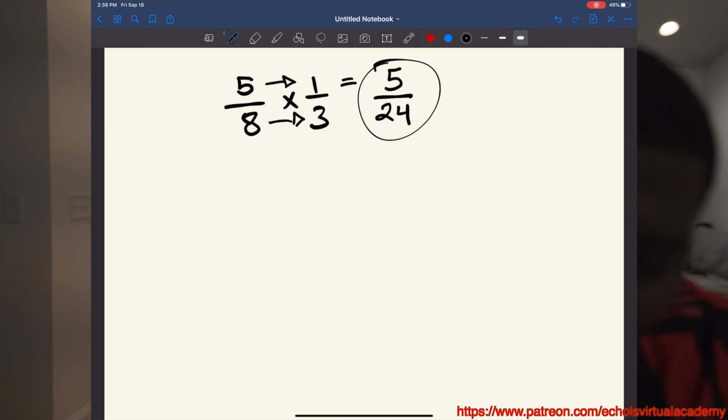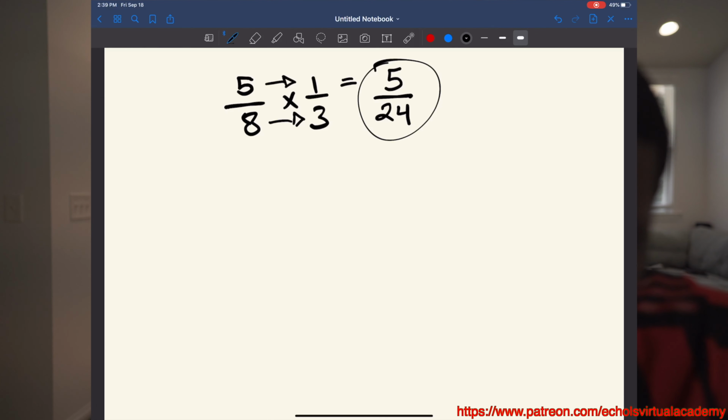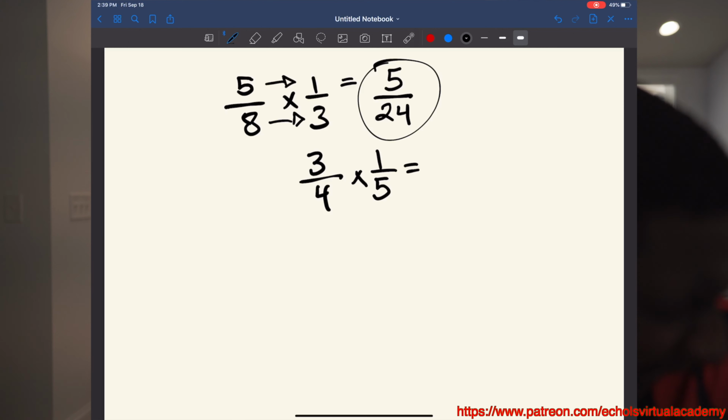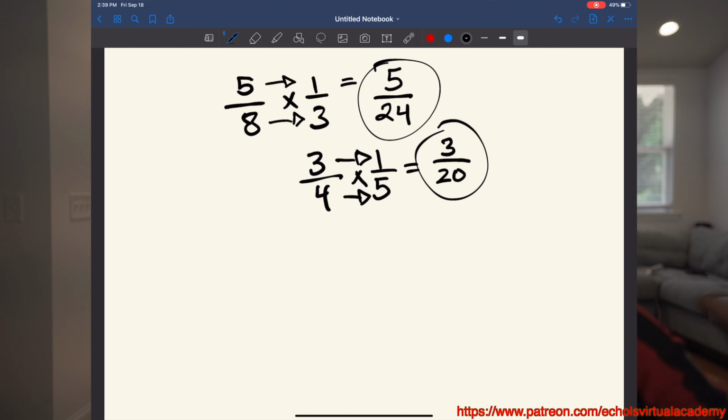Well, let's take another problem before we say we got it, because this can get pretty difficult sometimes. Let's try 3/4 times 1/5. Once again, you do the numerator times the numerator, and the denominator times the denominator. 3 times 1 is 3. 4 times 5 is 20. 3/20.